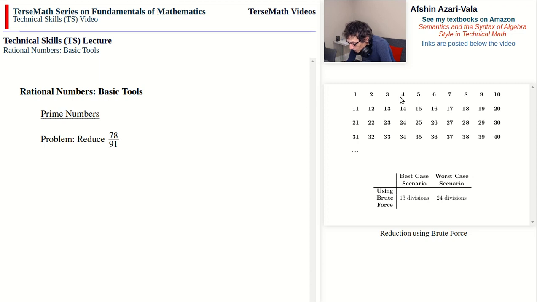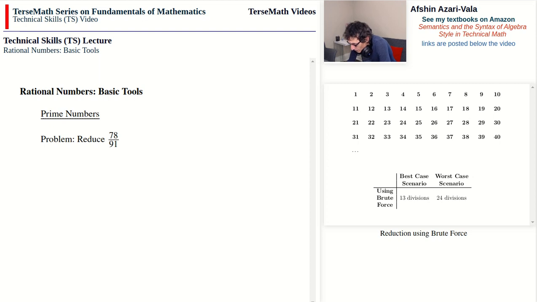Then for 4, let's suppose that it doesn't work for the top, so again I do only one division for 4 to find out that it doesn't work. Then for 5, same thing. Let's say it doesn't work for the top. Again, I do only one division until I get to 13, and then I have to do 2 divisions to reduce the fraction. Now, how many divisions is that? If you count 1, 2, 3, 4, and by the time you get to 13, count 2, you end up with a total of 13 divisions using brute force with the best case scenario.